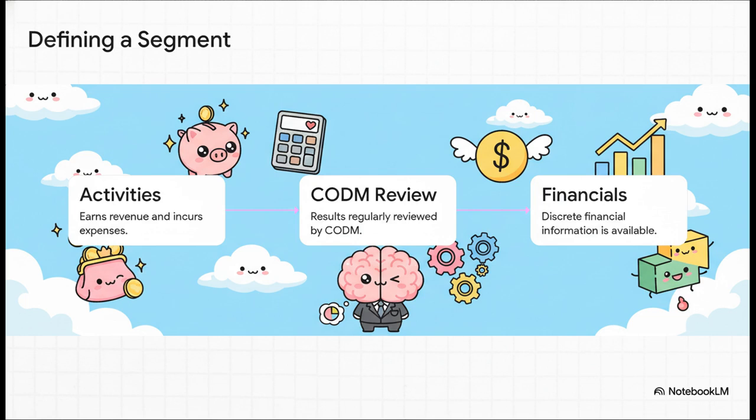Second, its operating results have to be regularly reviewed by a key internal figure called the CODM, who decides how to allocate resources and assess performance. And third, discrete financial information must actually be available for it. But keep in mind, not every part of an entity makes the cut. Things like corporate headquarters or post-employment benefit plans, they're explicitly left out because they just aren't revenue-generating operating segments.